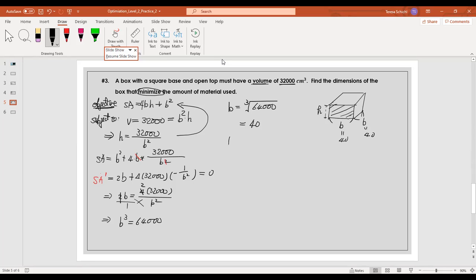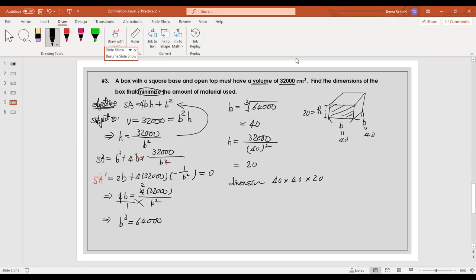Now h, what is the height? The height is 32,000 divided by 40 squared. So this will be 20 here. So we know the dimensions of the box here. The dimensions will be 40 by 40 by 20. So the height of this box is 20.